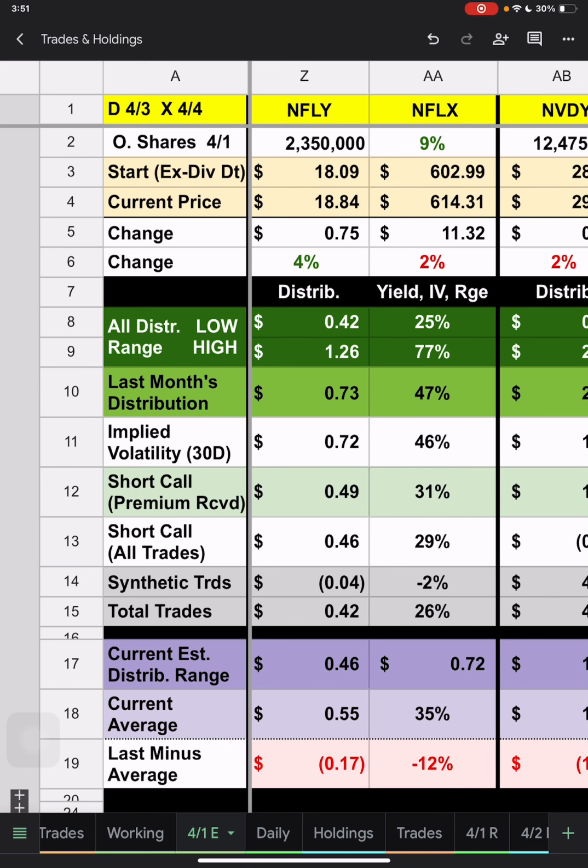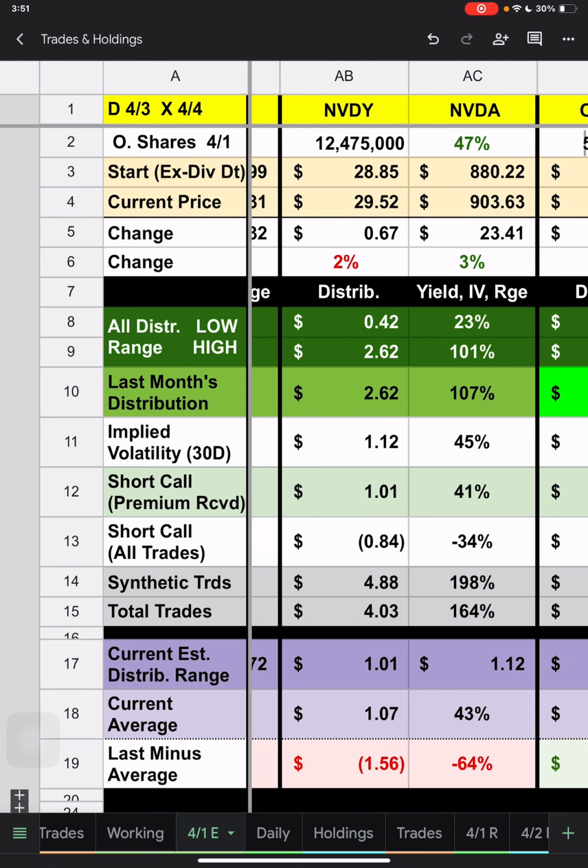We go on to Nefli. Nefli's outstanding shares have increased by 9%. The YieldMax ETF Nefli has done better than the underlying Netflix. The short call premium is 49 cents a share. And then the range at the bottom, distribution range, estimated to be between 46 and 72, with an average of 55 cents.